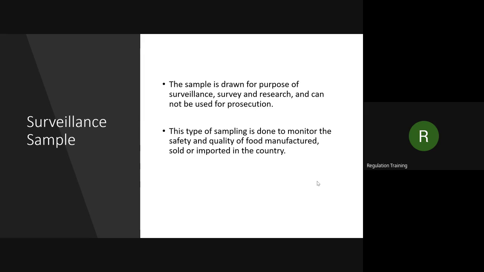So this type of sampling is done to monitor the safety and quality of the food manufactured. Okay, it is done for monitoring, which means an overview of the current food product quality standards in the market. So the government wants to monitor it. For example, let's say last year 60% of milk was safe, 40% found adulterated. Now they want to see whether there is improvement this year or decline.